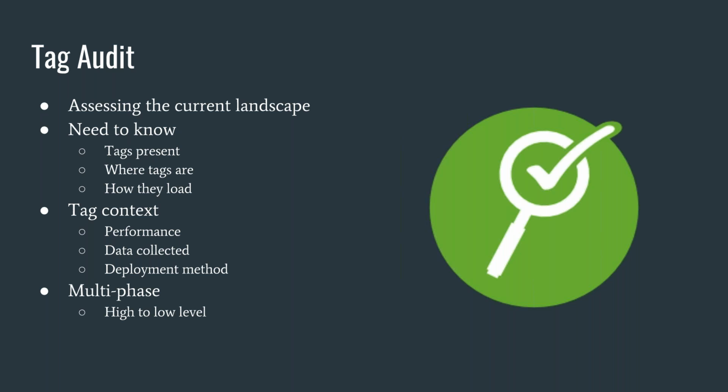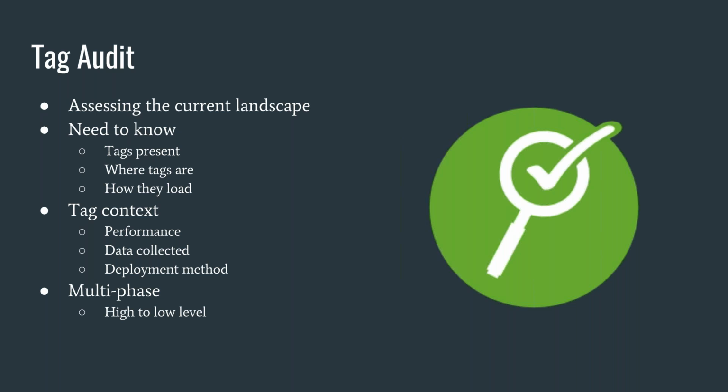The audit here, as it mentions, is assessing the current landscape. So the things you need to know coming out of an audit: what tags are present on the website, where are those tags, how is each one loading? Is it loading from the source? Is it loading through a tag management system? Is it piggybacking off of some other third-party tag? And that's going to be our overall behavior. So what's on the site? How is it getting there? Where are they?